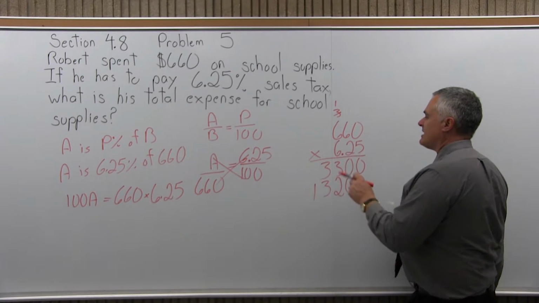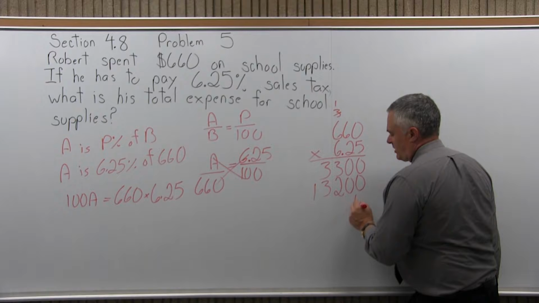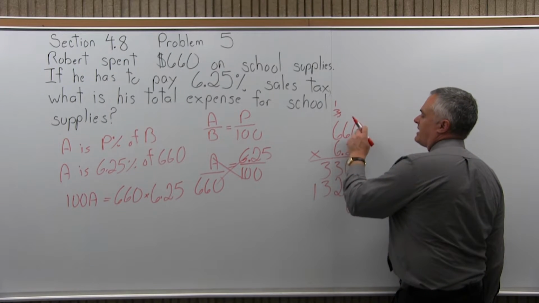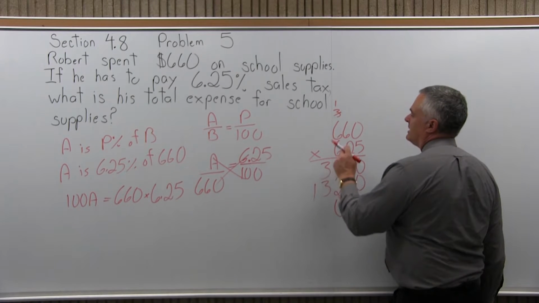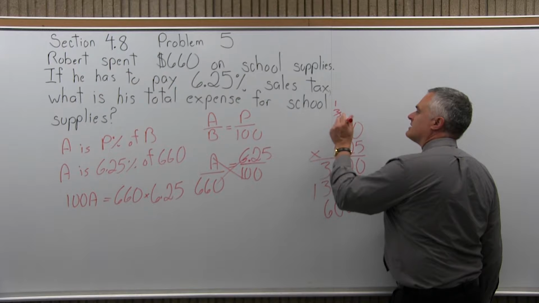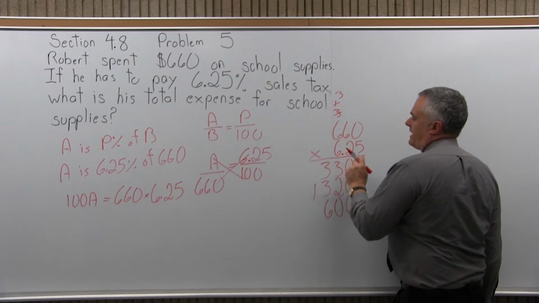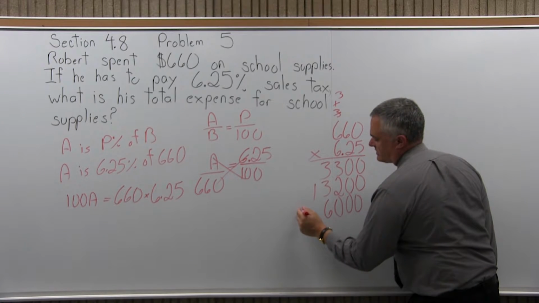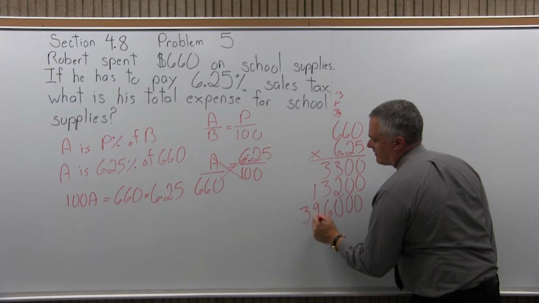Now we'll deal with the 6. Before I multiply the 6, I have to put 2 zeros to hold my place. And then 6 times 0 is 0. 6 times 6 is 36. So for 36, you write the 6, carry the 3. Then 6 times 6 is 36 again, plus the 3 that we carried. So 36 plus 3 is 39.